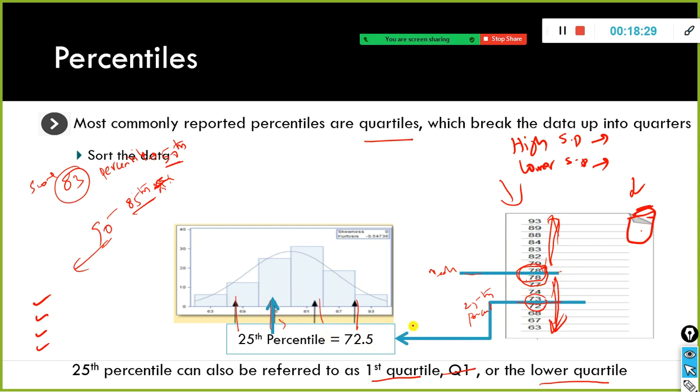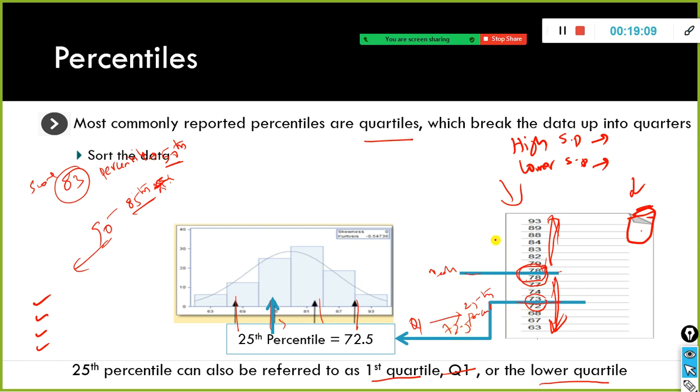If you want to find the value for Q1, the 25th percentile is also called Q1, quartile 1. You need to see how many values are there. 8 values are there, so you draw a line in the exact middle. Just above this line you have 4 values, just below this you have 4 values. So you need to add these 2 values. Just below this also you find the median, just above this also. So for quartile 1, or the 25th percentile, the value is 72.5.